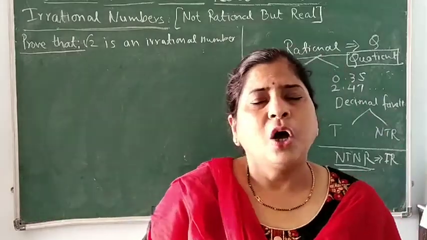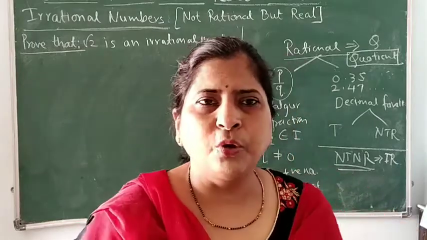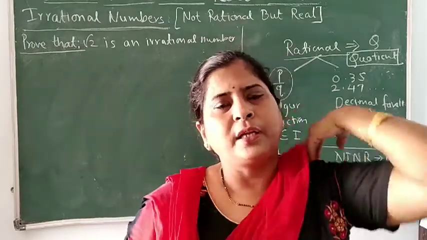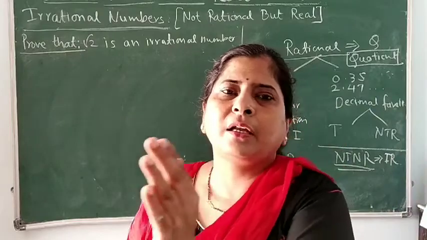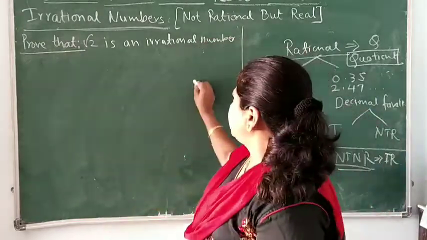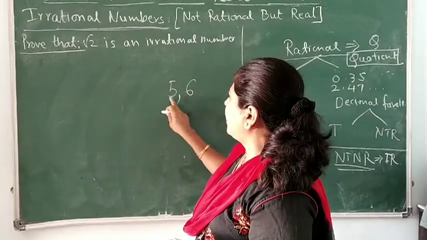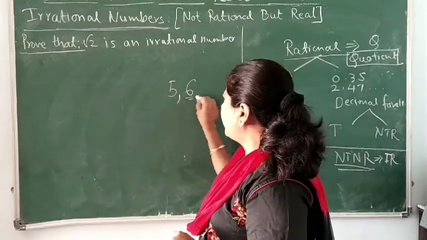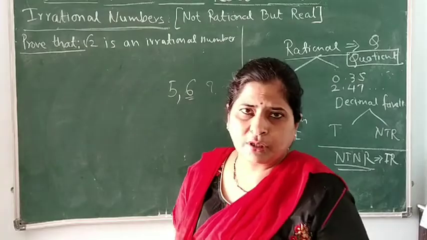Let's see. I can give one simple example to you. Suppose we know that 6, 7, 8 are consecutive natural numbers. If you want to prove that 6 is a consecutive natural number of 5, after 5, 6 will come. How can we prove that 6 is a consecutive natural number?